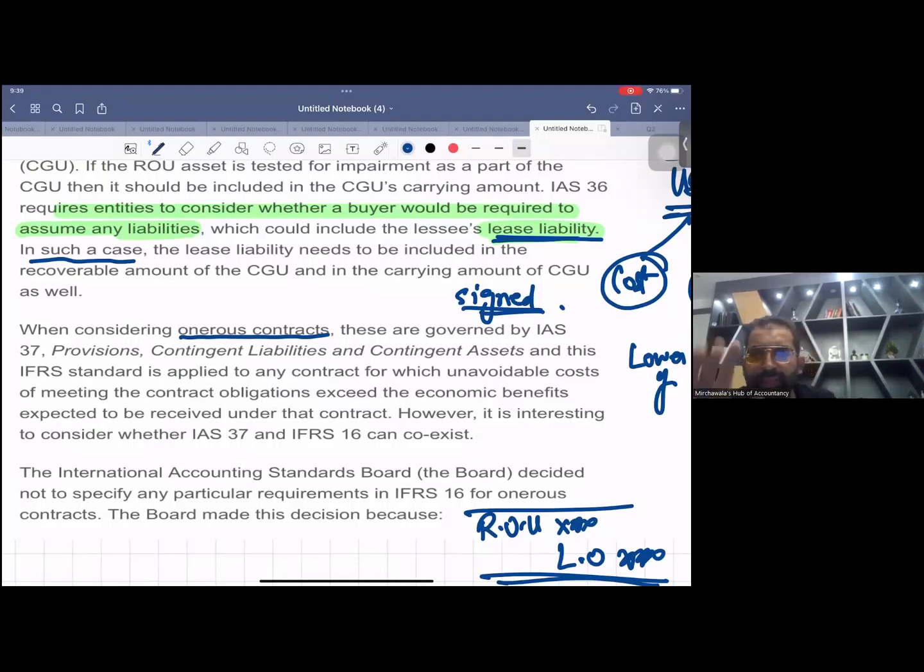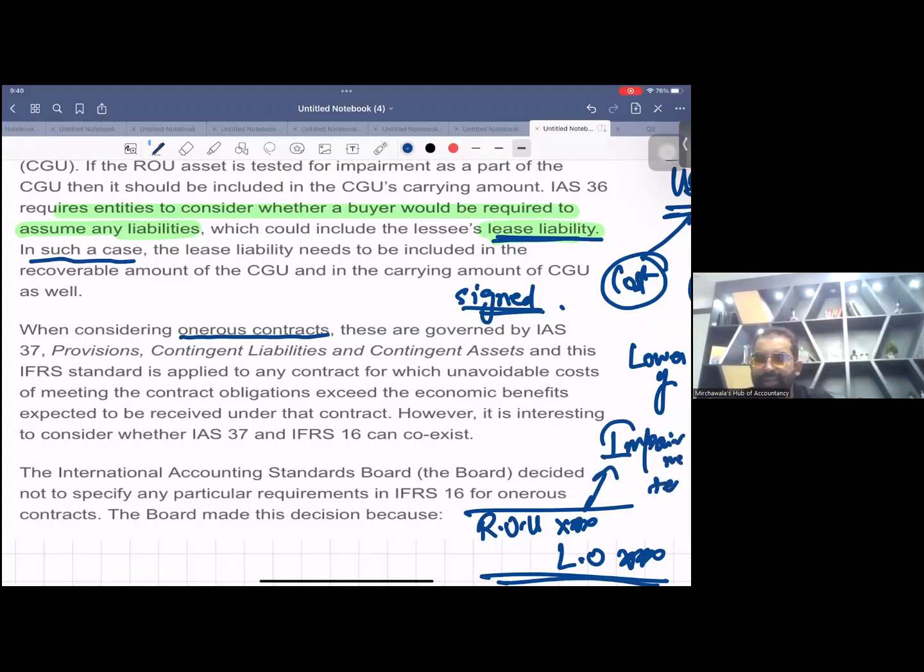So this is what is written here. So technically now you don't need onerous contract accounting. But yes, think about the story: a new law has been passed about that machine, about the product, that now you can't sell that product. When the government has banned the product, obviously this machine is useless. And when the machine is useless, this is the hint of impairment. So now you have to book impairment testing for this ROU.